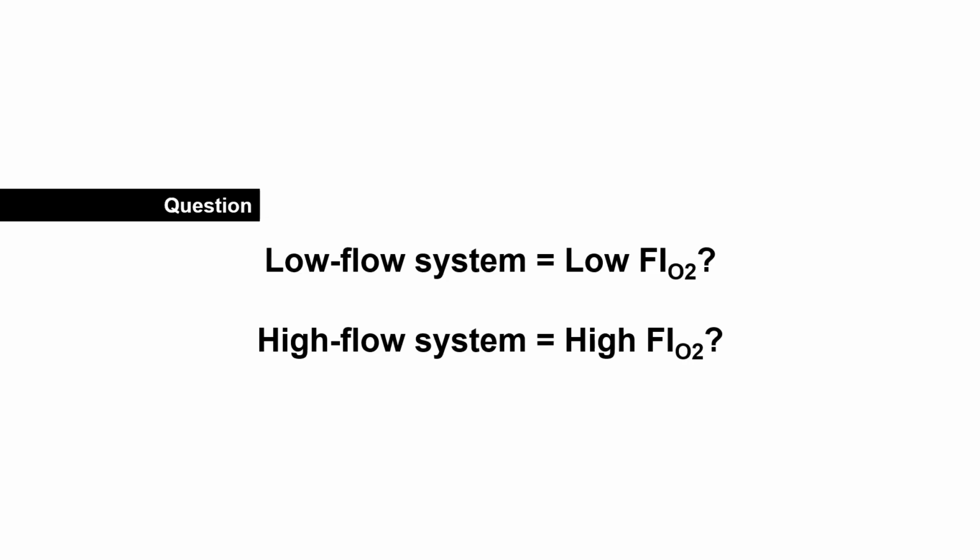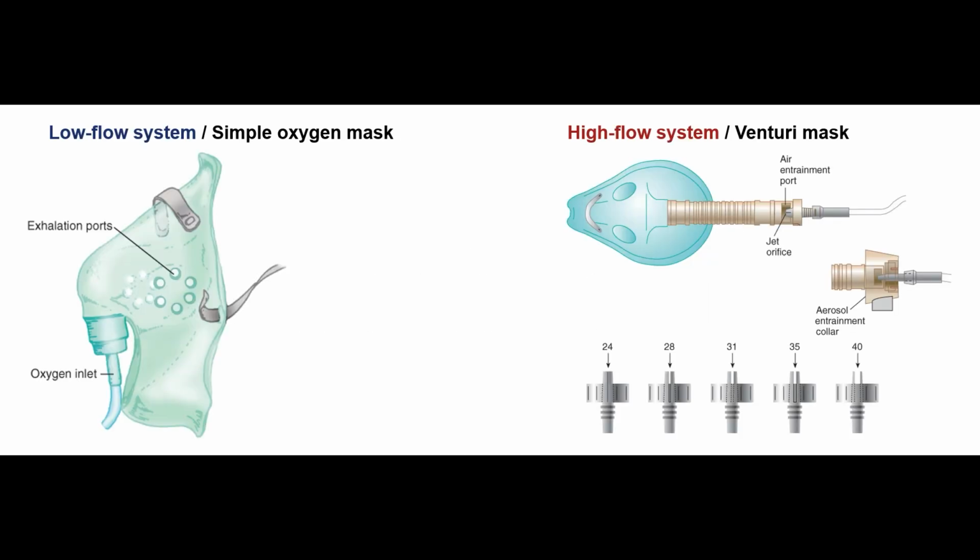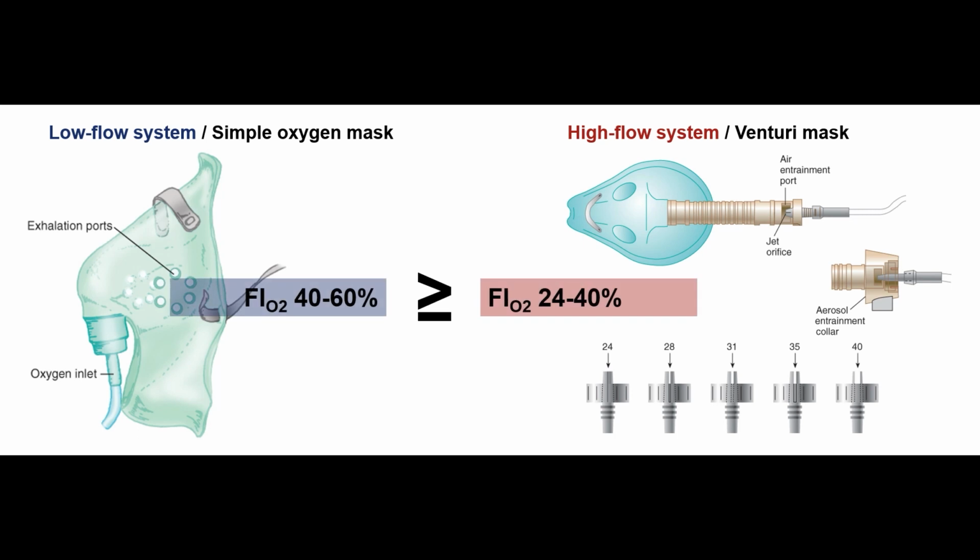Here is a question. Low-flow systems provide low FiO2, and high-flow systems provide high FiO2. Is that correct? A simple oxygen mask, one of the devices of a low-flow system, and a Venturi mask, a device of a high-flow system that is less frequently used nowadays, are examples. The FiO2 range that each device can provide is 40 to 60% for the simple oxygen mask, and 24 to 40% for the Venturi mask.